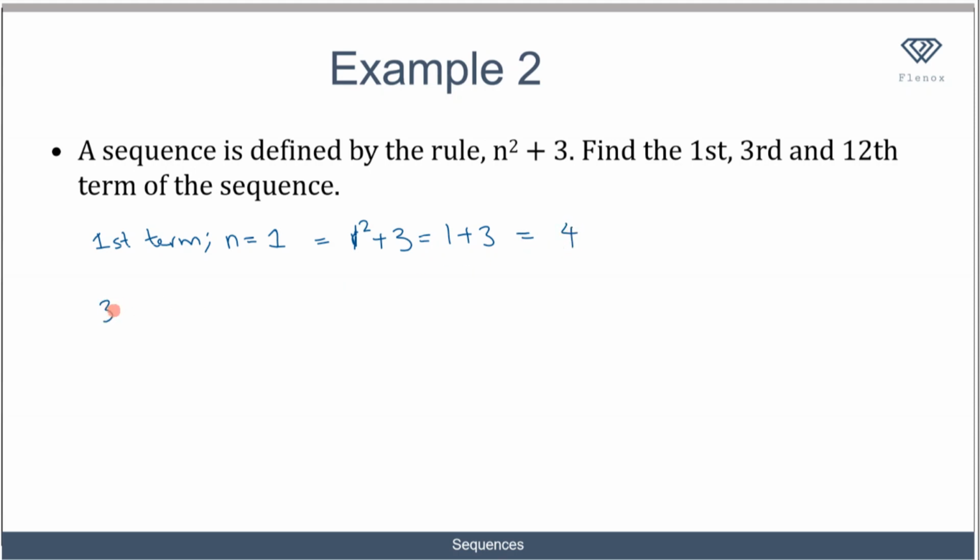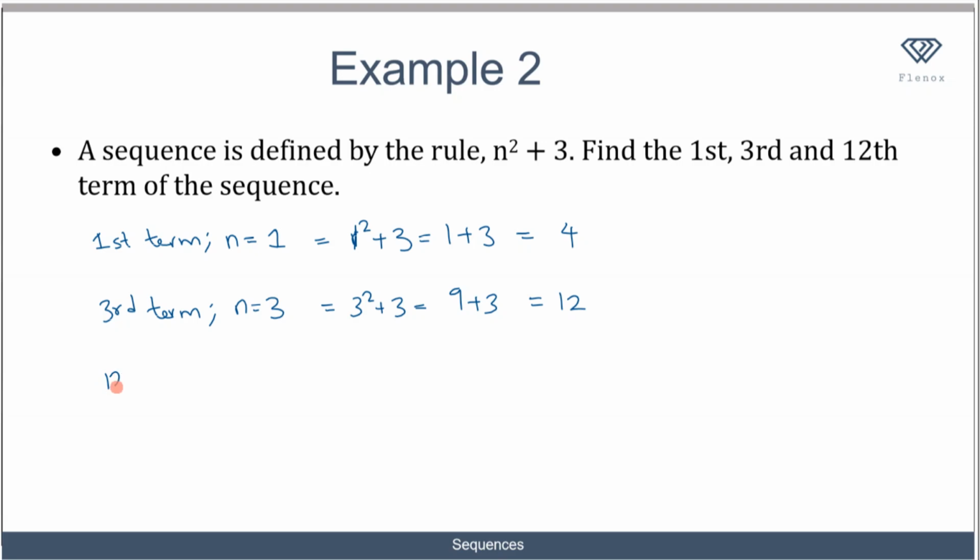Now we are told to find the third term. So for the third term, I know that n is going to be equal to 3. So the third term is going to be what? 3 squared plus 3. And I know that 3 squared is 9, then plus 3. 9 plus 3 is equal to 12.